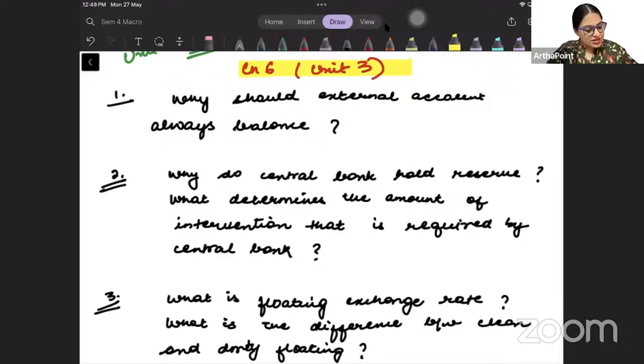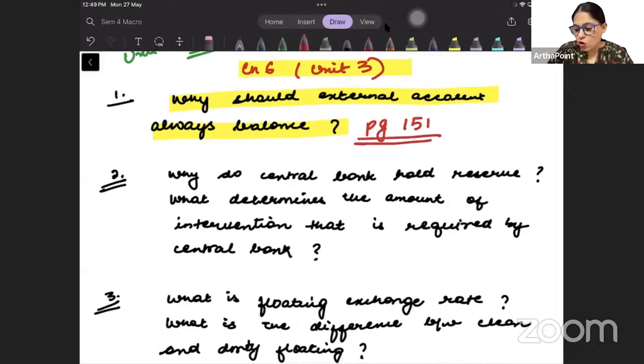This is where we are starting from. Okay? Now in this, the first question says, why should external account always balance itself? The answer of this question, according to my reading, I have purchased this reading from Delhi School of Economics. So according to this, the answer is on page number 151 of chapter 6. Okay, page 151 of chapter 6.